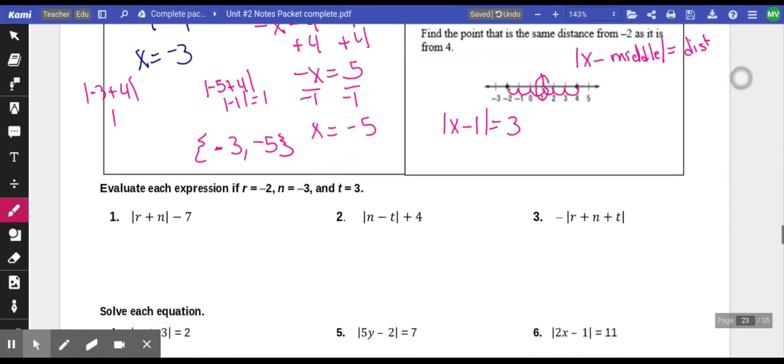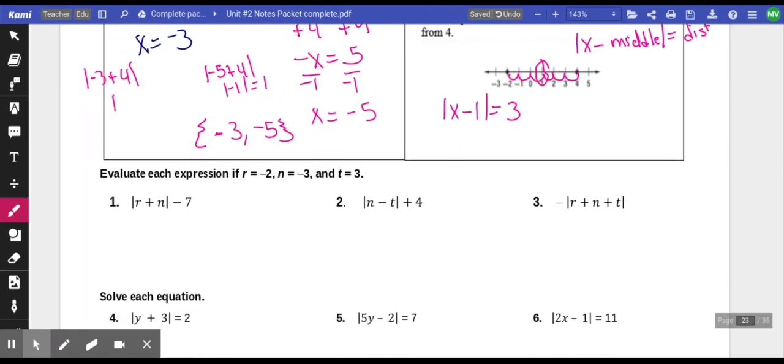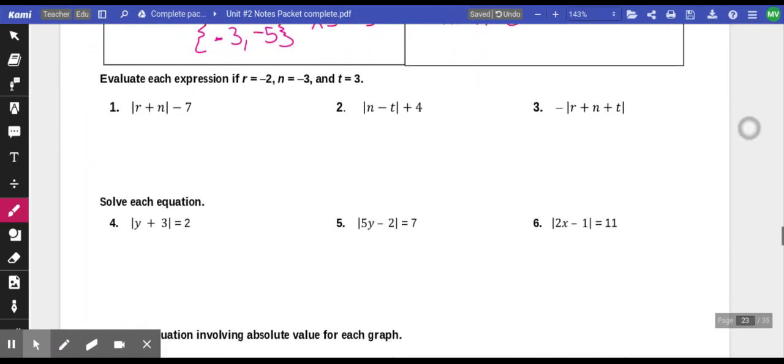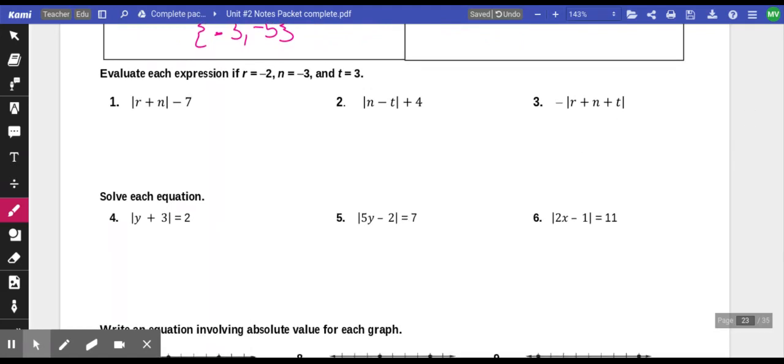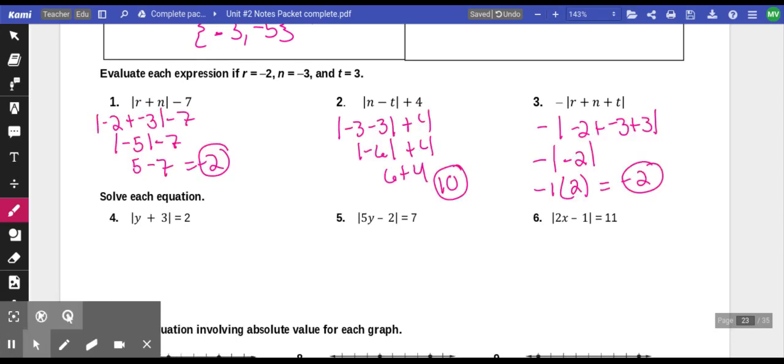So let's try some examples. I want you to pause, and I want you to try 1, 2, and 3, because that's just evaluating. So evaluate means substitute and simplify. Okay, so hopefully you paused and did these. Notice number 1, x equals -2, because I substitute -2 plus -3. Then I do what's inside my absolute value. Then I take the absolute value. So I get the absolute value of -5, which is 5, and then 5 minus 7 is -2.